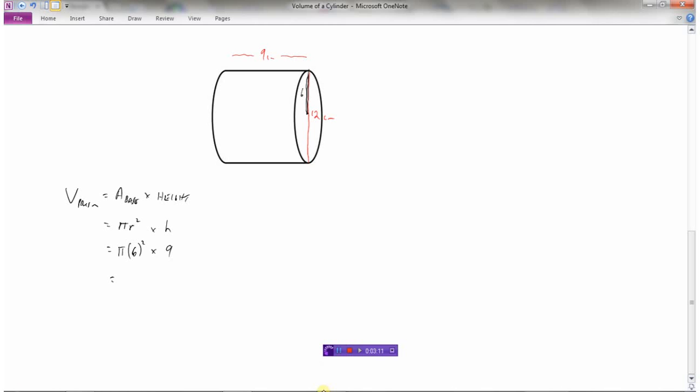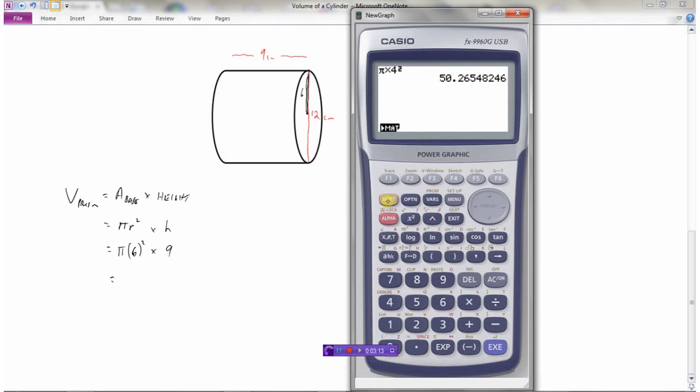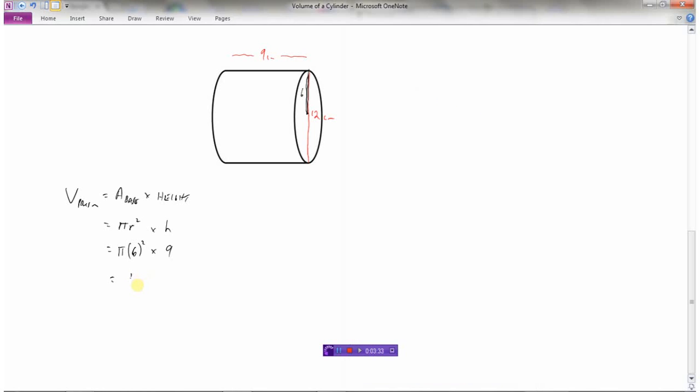So I'm just going to go straight to the calculator here now, and I'm going to enter this all in one string. So there's the pi times 6 squared, so that part would represent the area of the base, multiplied by the height, which is 9. And so I'm just going to get one answer here and write this down. So 1017.88. And I believe we went with centimeters here, centimeters cubed.